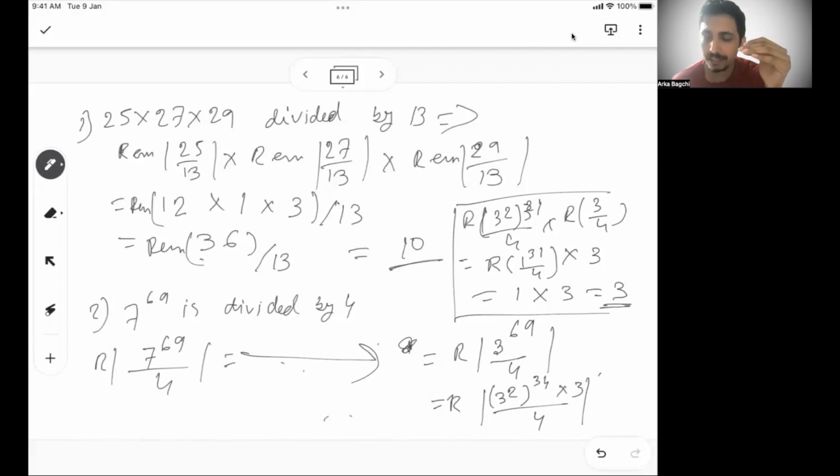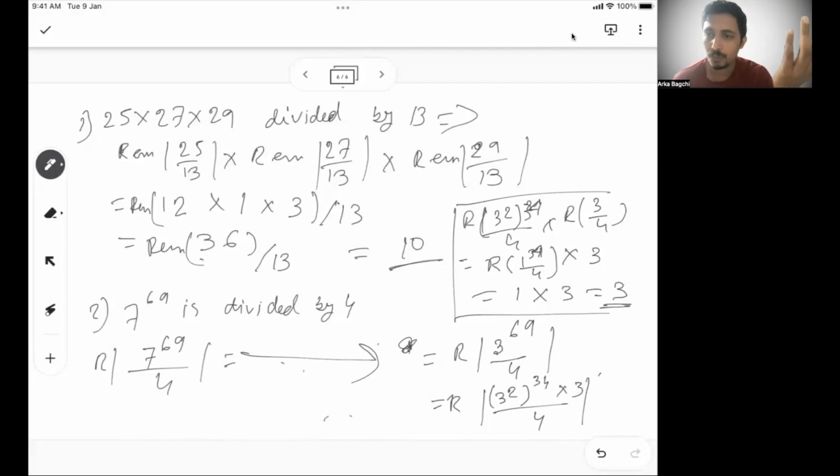So then I break 69. 3 square I know is 9, which gives me a remainder of 1 when divided by 4. So I put 3 square whole to the power 34. So this entire piece, 3 square whole to the power 34, is becoming 1 to the power 34 by 4.